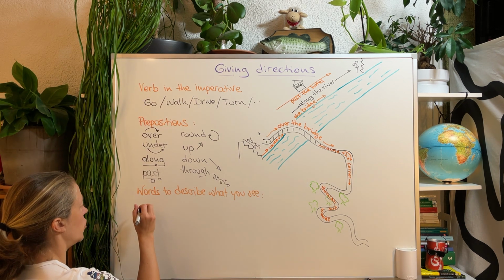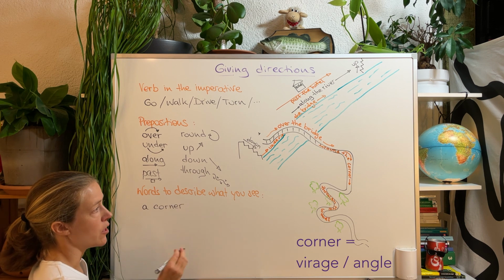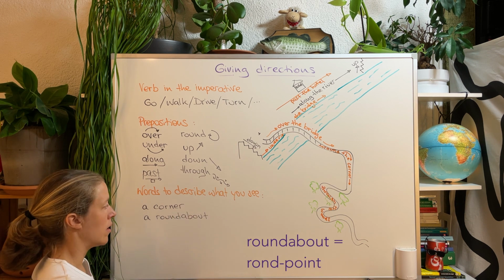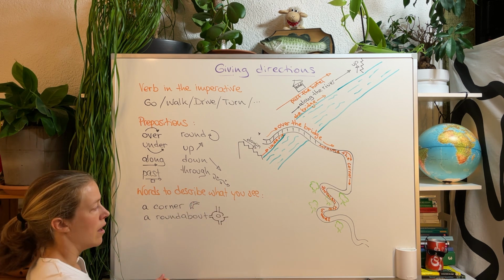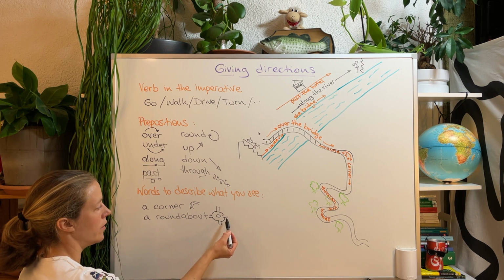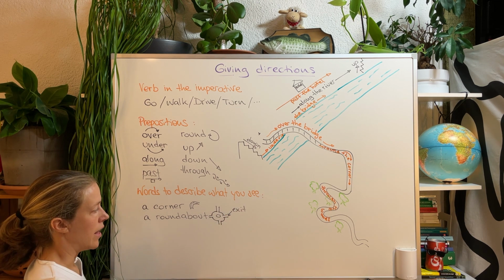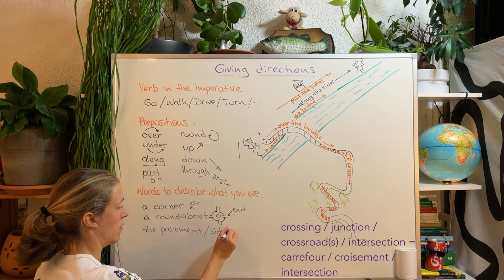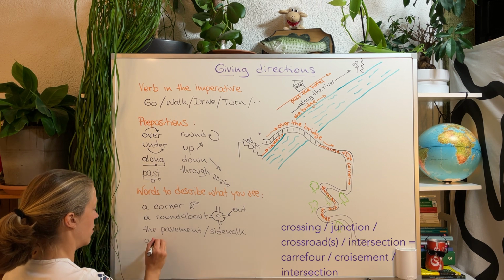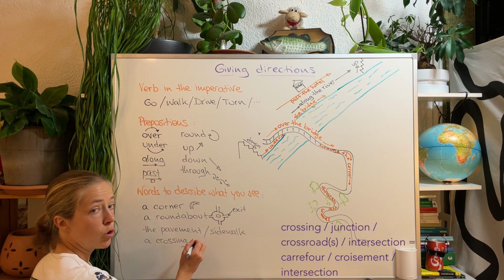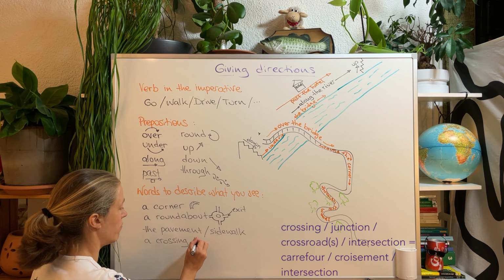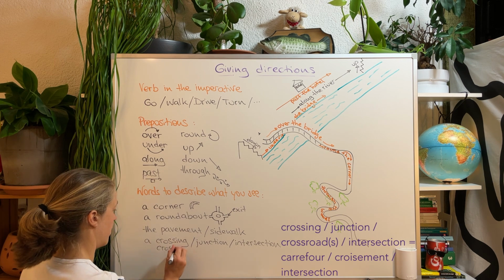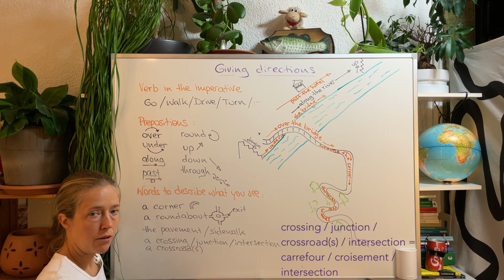Let's now look at useful words to describe what you see. For example, you could have a corner, c'est un virage. Or a roundabout, c'est un rond-point. In a roundabout, there are different exits. Then in a city, you could have the pavement or sidewalk, c'est le trottoir. You could have a crossing, also called a junction or an intersection, or crossroads, or crossroad. C'est un croisement, une intersection, un carrefour.